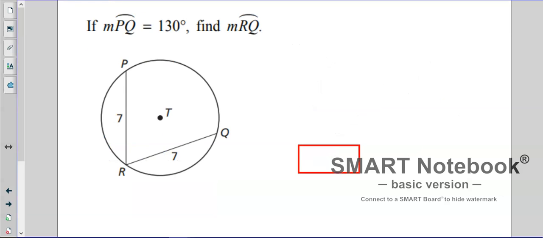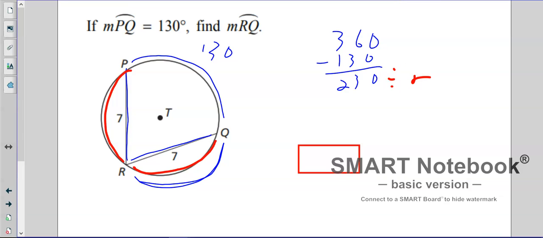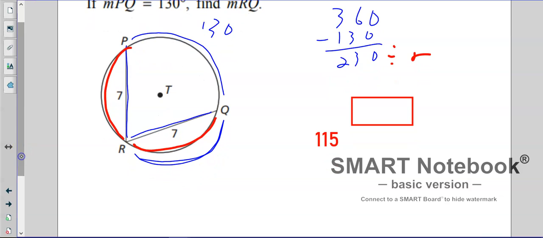All right. PQ, if PQ is 130, so this is 130. Well, first off, how many degrees are in a circle? 360. If we take away 130, that leaves 230. Now, the trick of this one is we're trying to find RQ, which is down here. Okay. Now, there's 230 left, but notice how these are both 7. That means this arc and this arc are equal. So if we divide this by 2, we get 115 degrees for each of them.